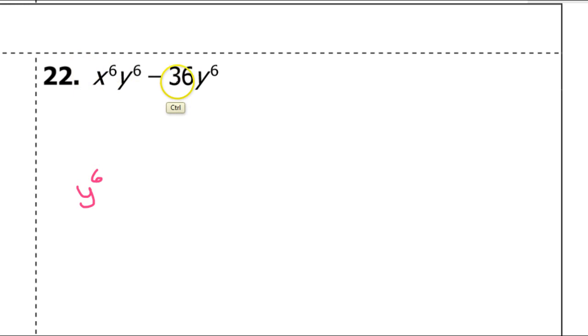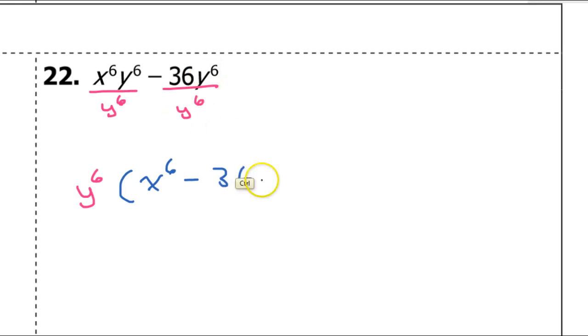Look at the numerical part. Well, the first term only has a 1. So other than 1, there can't be a number that divides into both. So that means that y to the 6th power is the GCF. So I will now go ahead and divide both terms by y to the 6th power. That will tell me what is left inside the parentheses. So that's going to be x to the 6th power, because the y's cancel out, and minus 36, because again the y's cancel out. Now hopefully you can see that this fits the difference of squares pattern.